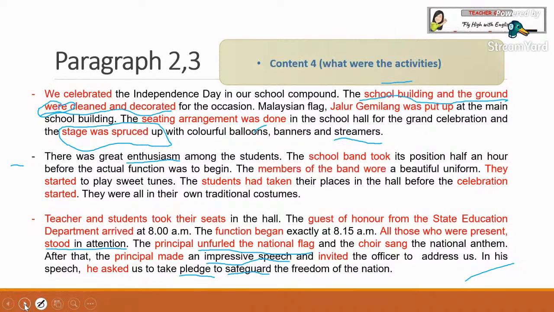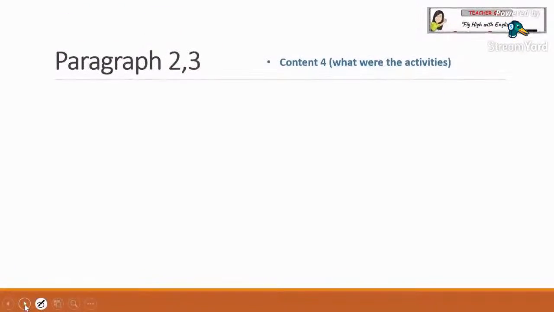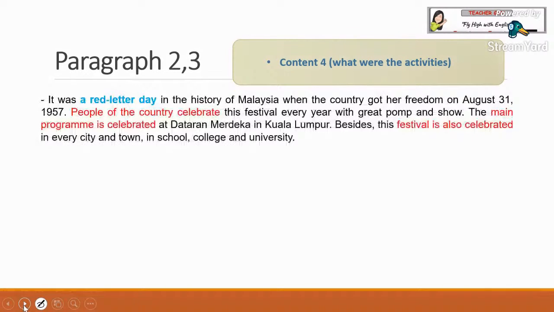Okay, can you understand? So you can see some are difficult sentences or paragraphs. So it depends. If you think it is a bit difficult, then you can write a shorter paragraph. Okay, some more on paragraph 2 and 3. So these are the content. It was a red letter day. Now you can see, let me use a pen.